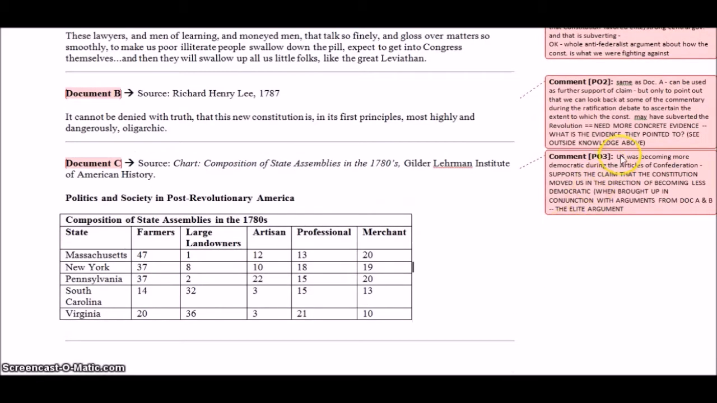So the U.S., I have the note over here, was becoming more democratic during the Articles of Confederation, which we just talked about. If you look at the numbers, you tally up farmers and artisans versus these three, and the farmers and professionals will be more. The U.S. was becoming more democratic during the Articles. This supports the claim that the Constitution moved us in the direction of becoming less democratic when brought up in conjunction with the arguments from documents A and B, the old elite argument.